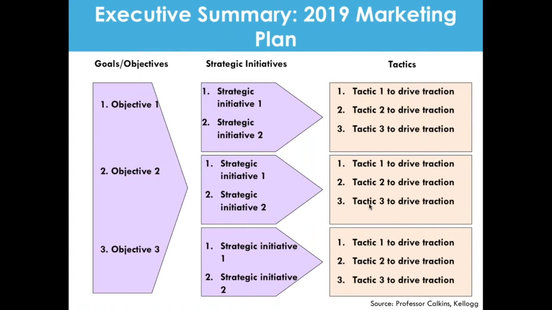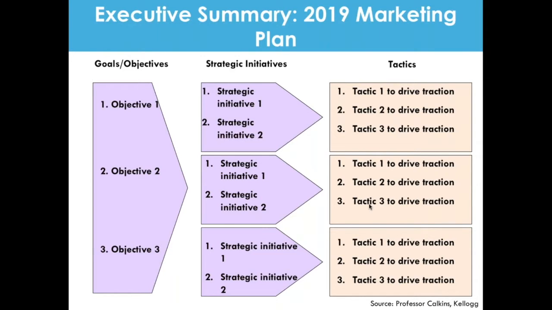So essentially, you need to have very clear, well-defined, smart goals or objectives, right? And again, you can't have too many objectives. 2, 3 objectives. For each objective, a couple of strategic initiatives that will help you get to those. And then for each strategic initiative, some tactics you're going to use to drive your traction, right? The tactics are typically the campaigns.